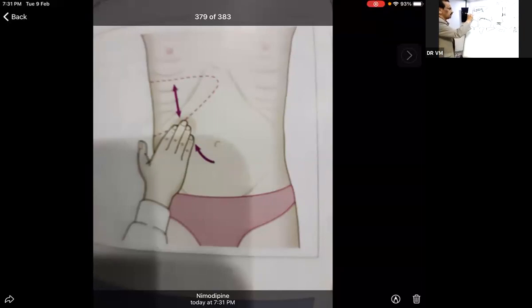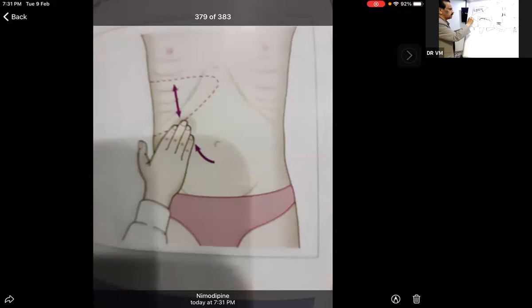In the mid-clavicular line, the upper border of liver is in the fifth intercostal space, and in the anterior axillary line, it is in the seventh intercostal space, and the posterior axillary line, it is in the ninth intercostal. The liver comes down like that. Can you focus very closely?